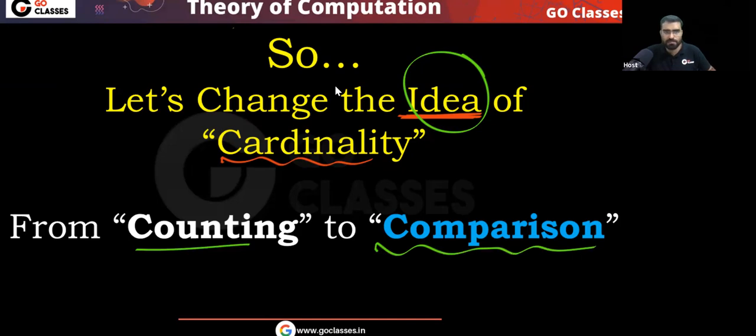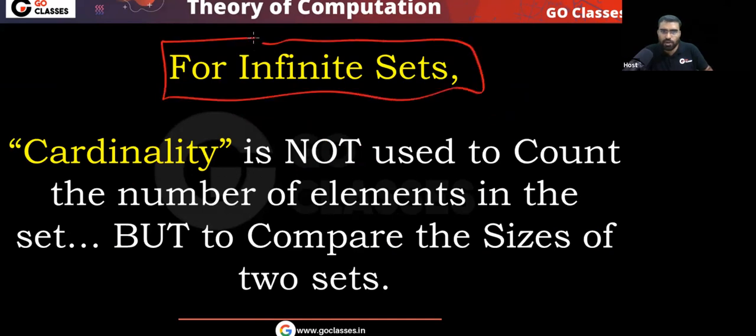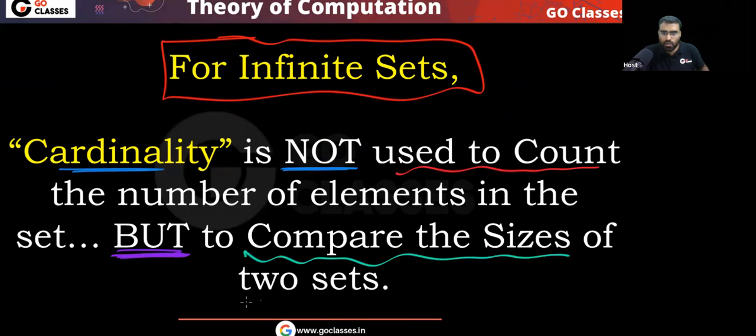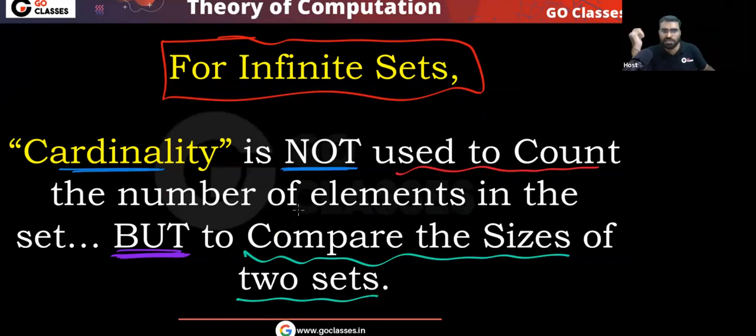Okay, we will compare. So from now onwards, remember, for infinite set, cardinality is not used to count the number of elements, but it is used to compare the sizes of two sets. Is this clear? The simple point is that for infinite set, we will not count the number of elements. We will use it to compare two sets, whether they have the same cardinality.